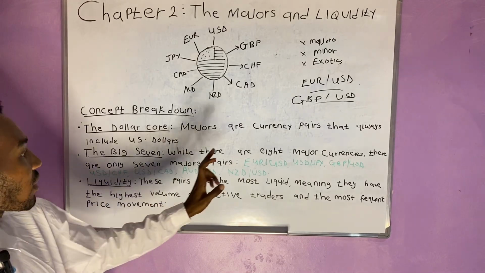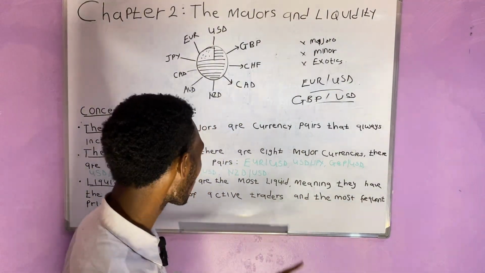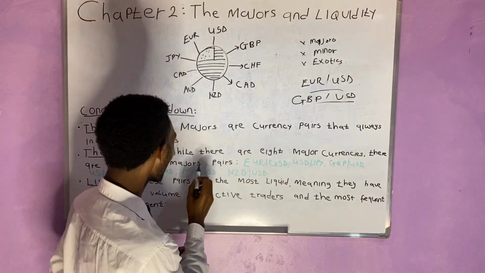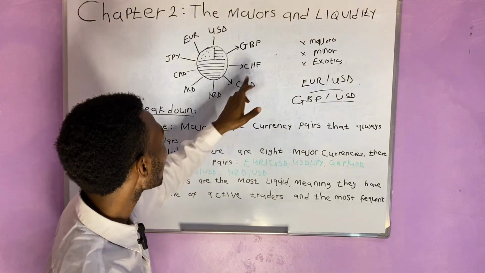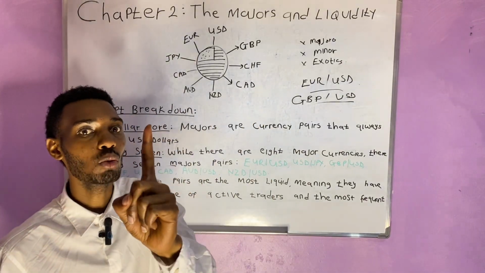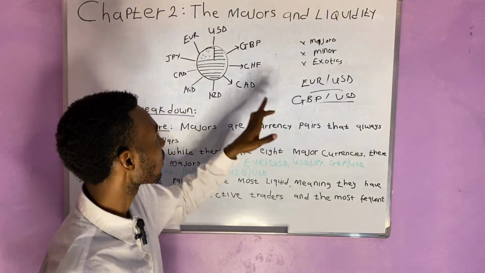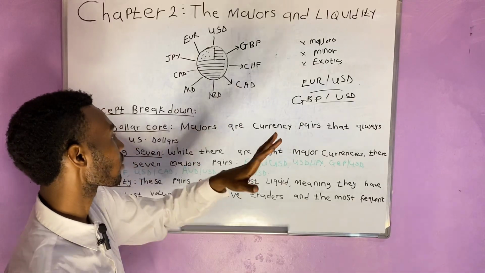There are only 7 pairs that include the USD. These are the 7 major pairs. They all use the USD. Only 7 major pairs: the Euro, the GBP, the JPY, CAD, AUD.